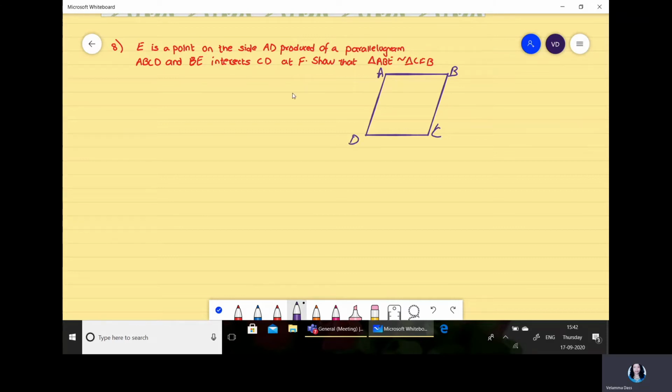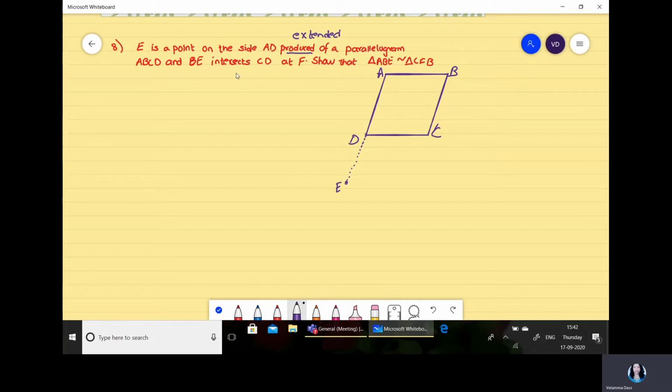In this parallelogram, E is a point on the side AD produced. The word produced means AD extended. So we have to extend AD and then take a point E on that side AD. Okay, so let's produce it and take a point E. So E is a point on the side AD produced of a parallelogram ABCD.